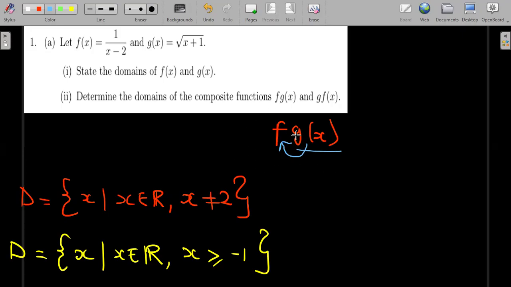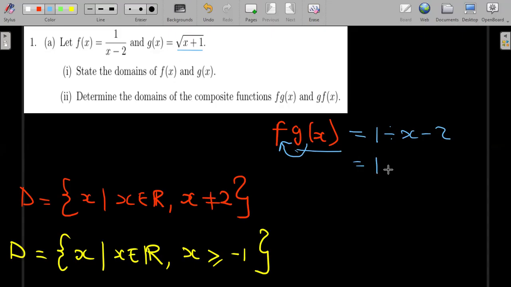Okay, so this f of g of x, we said it means that we take the function g and input it into f. First of all, you write the function f here. The function f is just 1 divided by x minus 2. Then this will be equal to, wherever there's x now, we're going to put the function of what? g of x. The function g of x is the root of x plus 1.